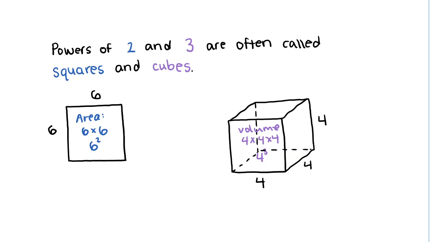And this is true in general. Even if I chose a different number than 4, that side length would be raised to the power 3 to get the space inside the cube, the volume. And so for that reason, anything raised to the power 3 can be seen as the space inside of a cube. And so raising something to the power 3, we call that a cube.